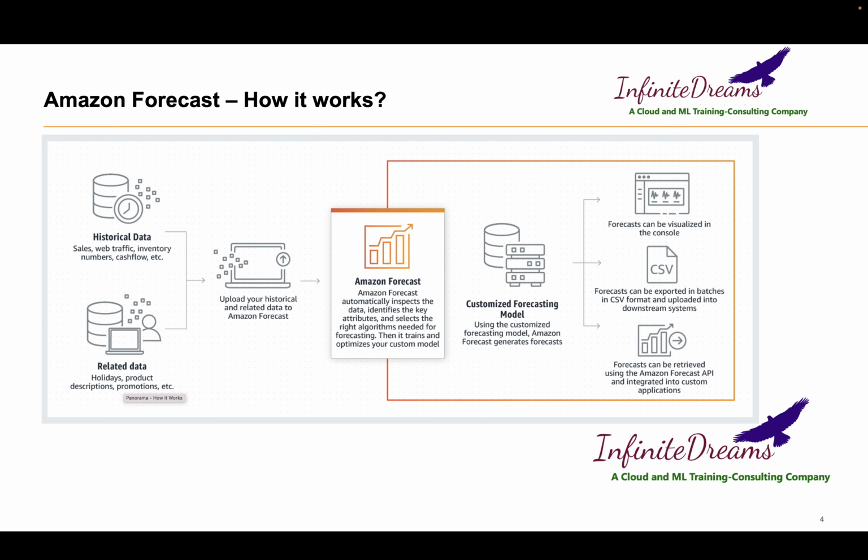So now let's go through the topology, how this forecast service works. On the left side, you can see the historical data. We will upload the historical data into the forecast service, maybe using S3 buckets, and then this.